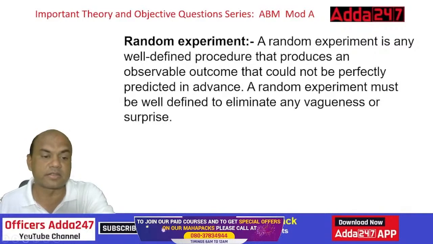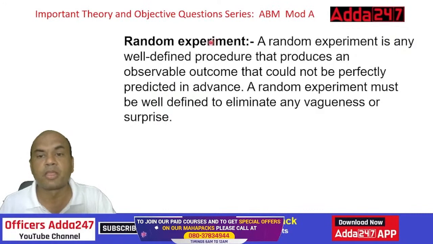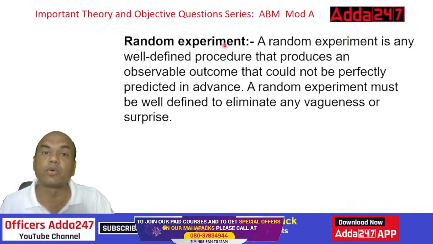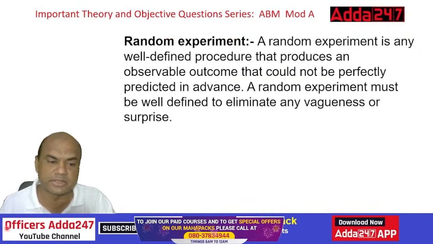First is the definition: random experiment. What is a random experiment? A random experiment is any well-defined procedure that produces an observable outcome that could not be perfectly predicted in advance. So that's why it's called random. Random means what? Which I don't know. Let's get some examples.